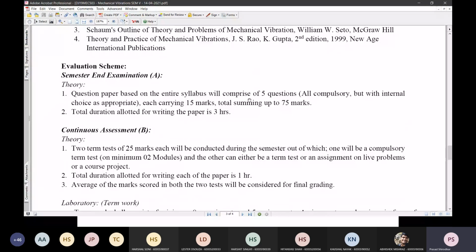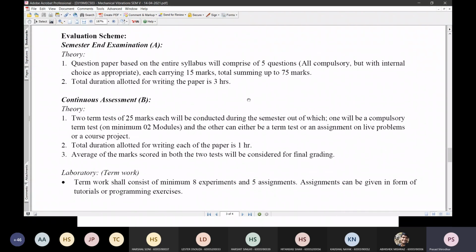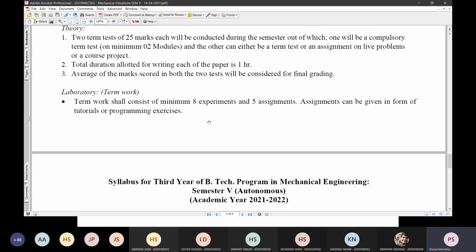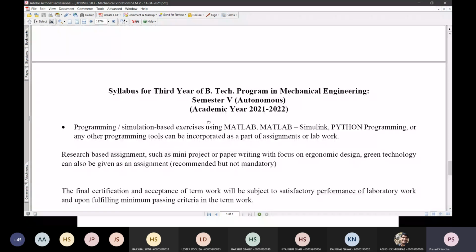It is a very good practice to maintain your own notes. I will be giving you the notes, but just taking those notes and not working on them might help you get through the exam, but will not help you understand the subject thoroughly. A term test will be of 25 marks, and a minimum of 2 modules have to be included in the test, and it will be a 1 hour test. How it will be incorporated into the final grading, I have already explained earlier.